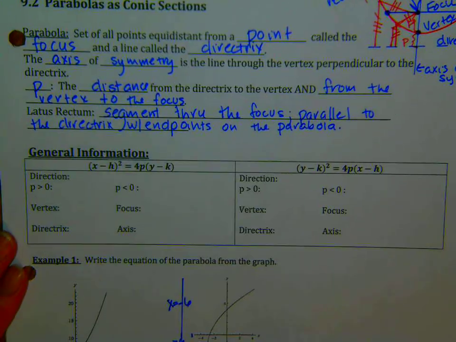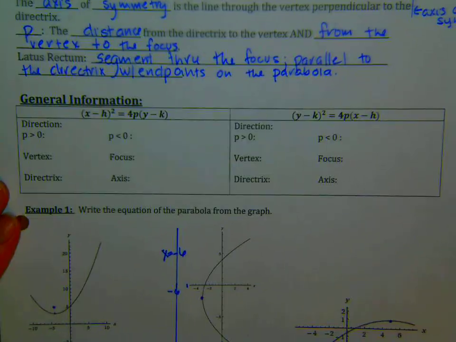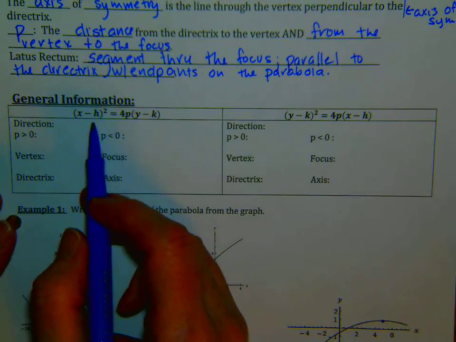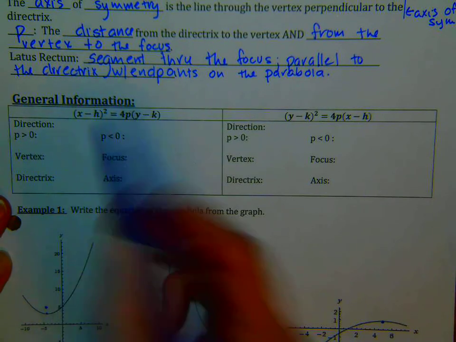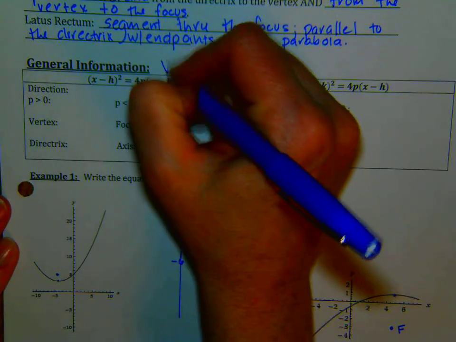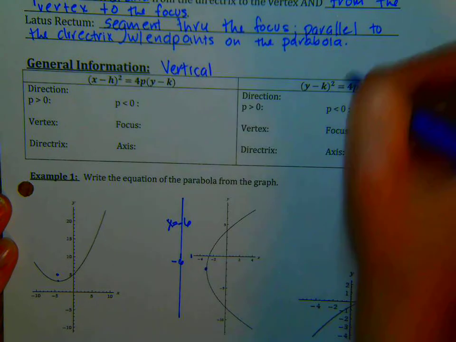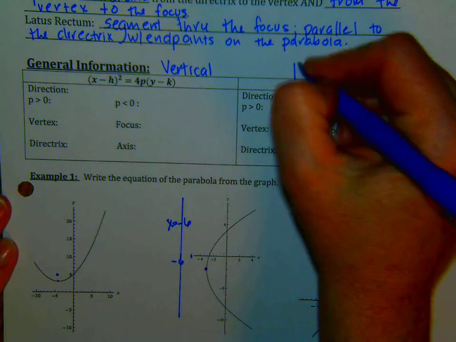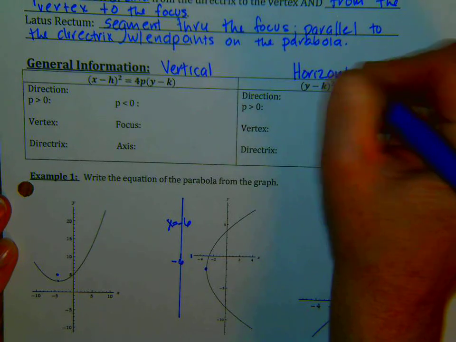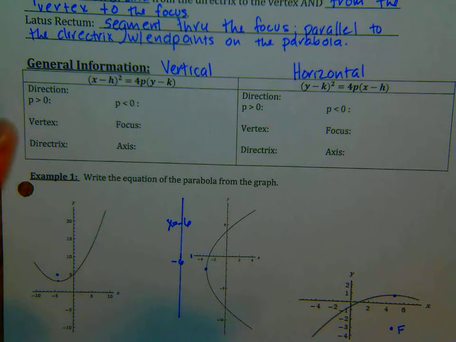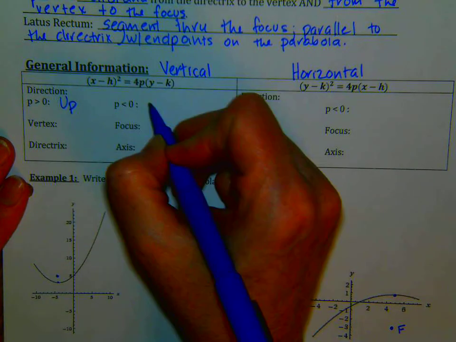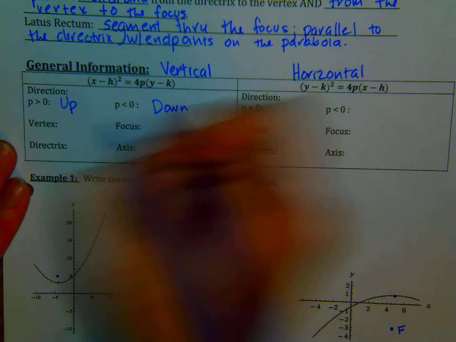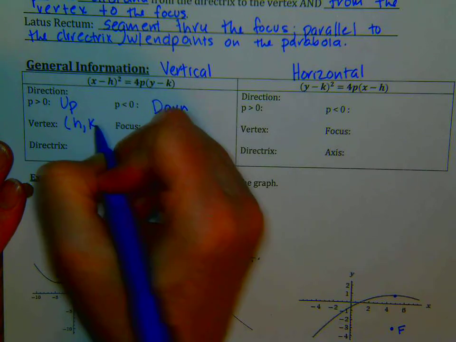Now let's review the standard form equation. Remember a parabola, only one of the variables is squared. If x is squared, then this is an up and down parabola. This right here is an example. This is a vertical parabola. If y is squared, then we have a horizontal parabola. So if we have x squared and P is greater than 0, then the parabola faces up. If P is less than 0, the parabola faces down. We have a vertex at H, K. You see our H and K.